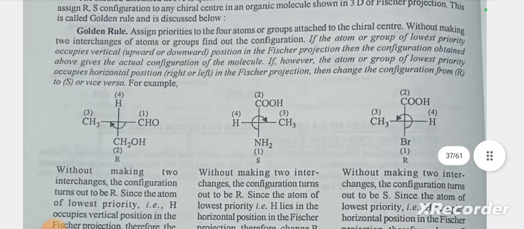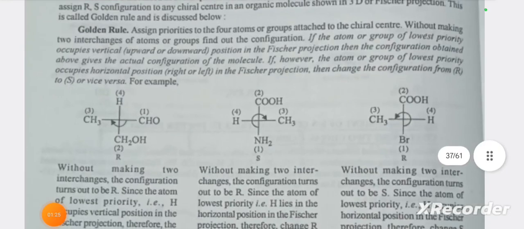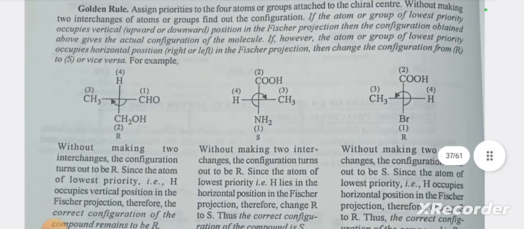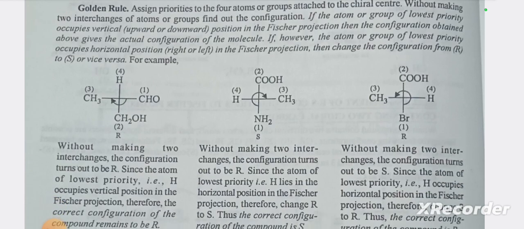This is called the golden rule and is discussed below. Golden rule: assign priorities to the four atoms or groups attached to the chiral center without making any interchange of atoms or groups. Find out the configuration. If the atom or group of lowest priority occupies a vertical position in the Fischer projection, then the configuration obtained above gives the actual configuration of the molecule. If, however, the atom or group of lowest priority occupies a horizontal position in the Fischer projection, then change the configuration from R to S or vice versa.